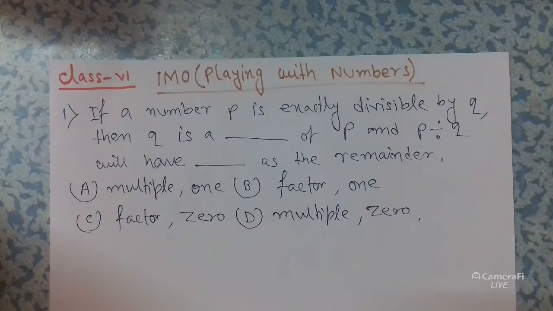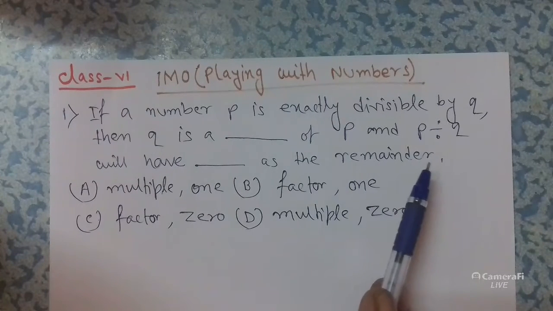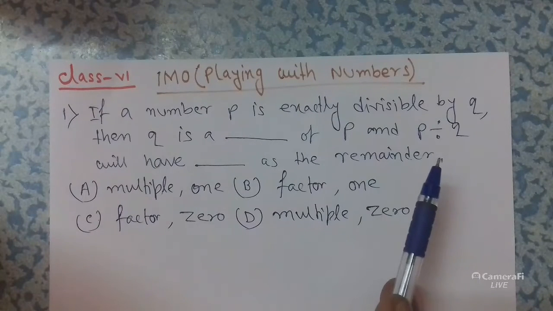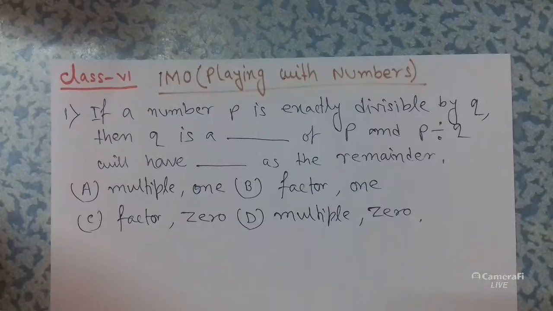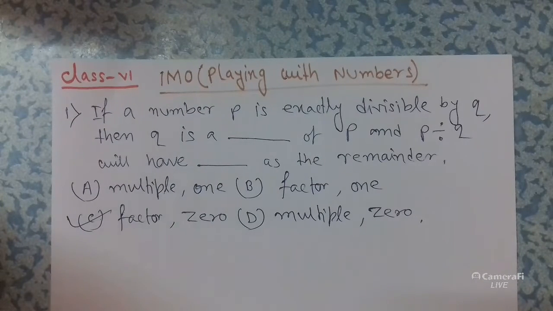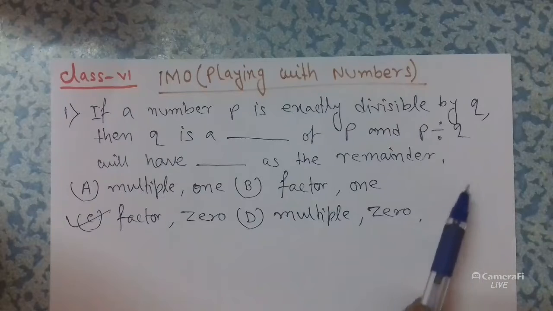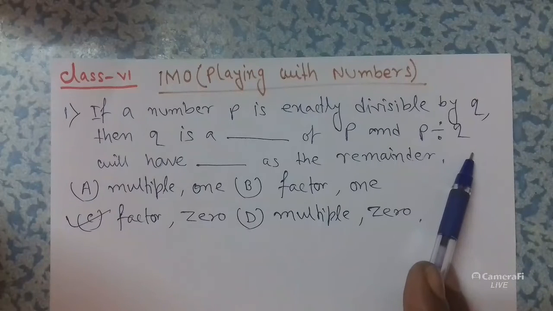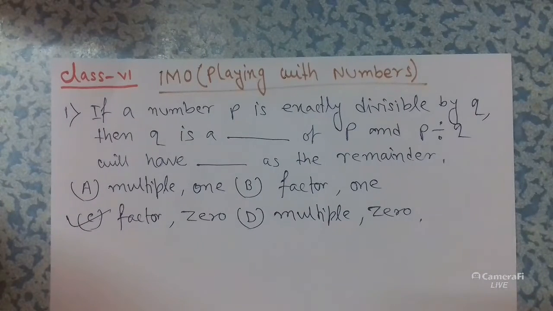be a factor, and when it is exactly divisible, that means the remainder will be 0, there will be no remainder because it is exactly divisible. So C is the correct answer. Q is the factor of P, and when we divide P by Q, then the remainder will be 0 because it is exactly divisible. Next problem.